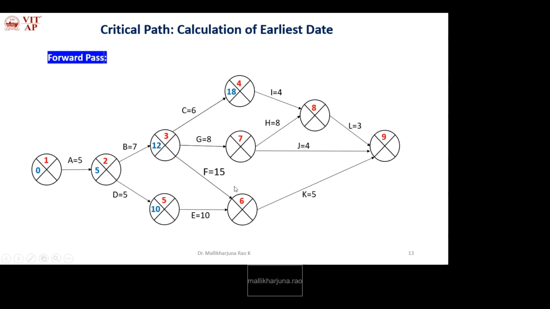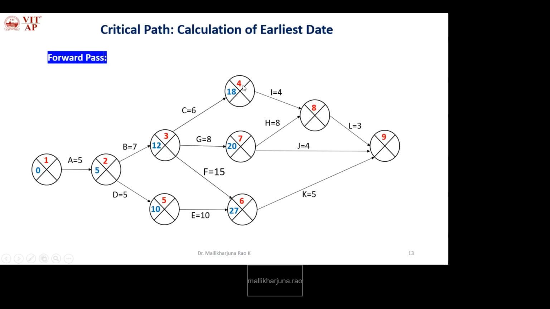Here, if you see, 6 has two previous events. What are the two previous events? 3 and 5. So we need to take the maximum, the latest earliest date. 12 plus 15, how much? 27. 10 plus 10, 20. So what is the latest earliest? 27. Okay, next 7. It has only one previous activity, so the earliest date of the previous is 12 plus 8, 20. Next 8. It has two previous activities.